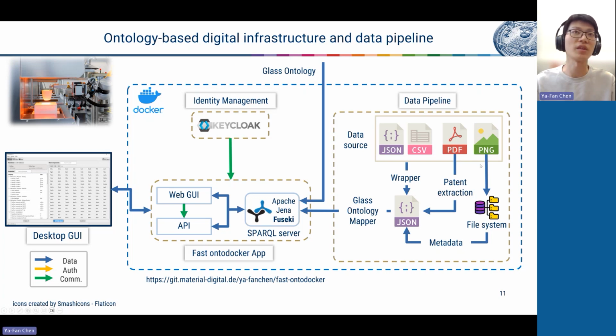As for the image analysis part, these will be stored in the local file system, with the metadata stored in JSON and then in the triple store. Later on, we will query the metadata of the image analysis and then get the raw images directly from the file system. And this is, of course, protected by the ontodocker app.